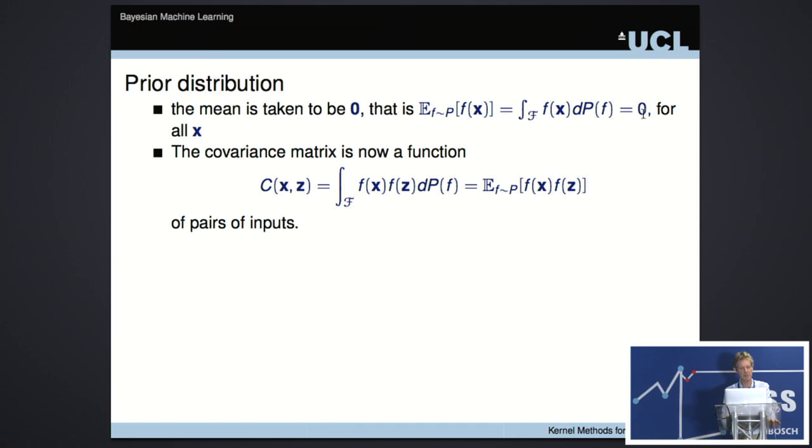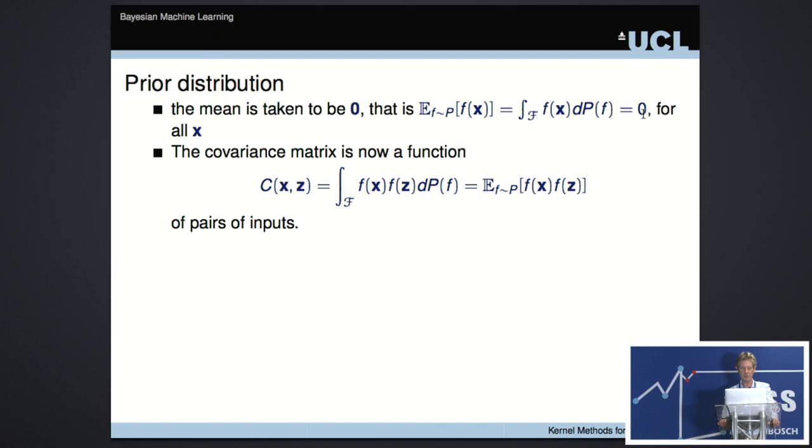But the most important part is this covariance function, and this is the expected correlation, or sort of covariance, between the outputs for two inputs. So you have input X, input Z, and you're going to look at the covariance between those two outputs as you average over all of the functions in the function class according to this prior distribution.